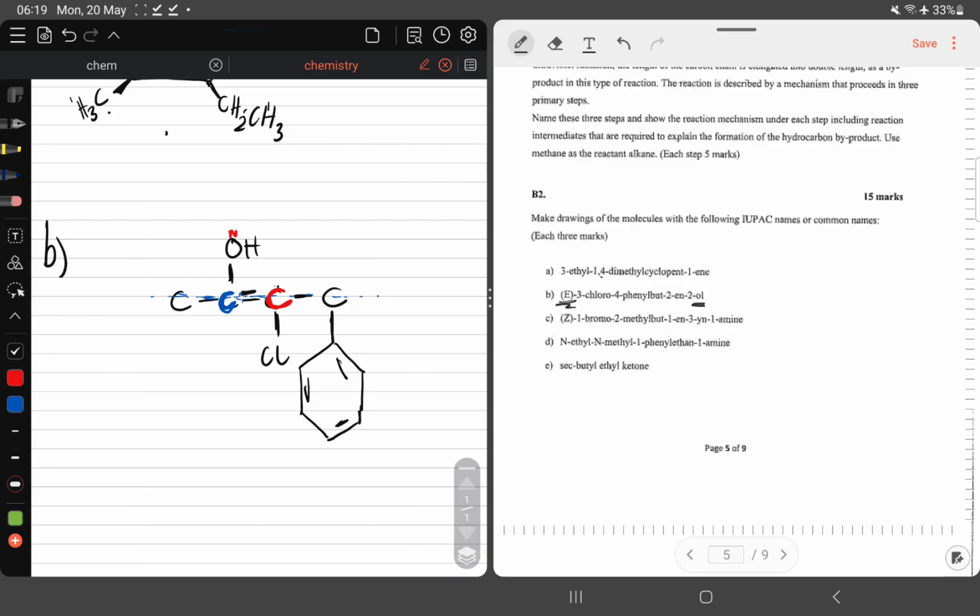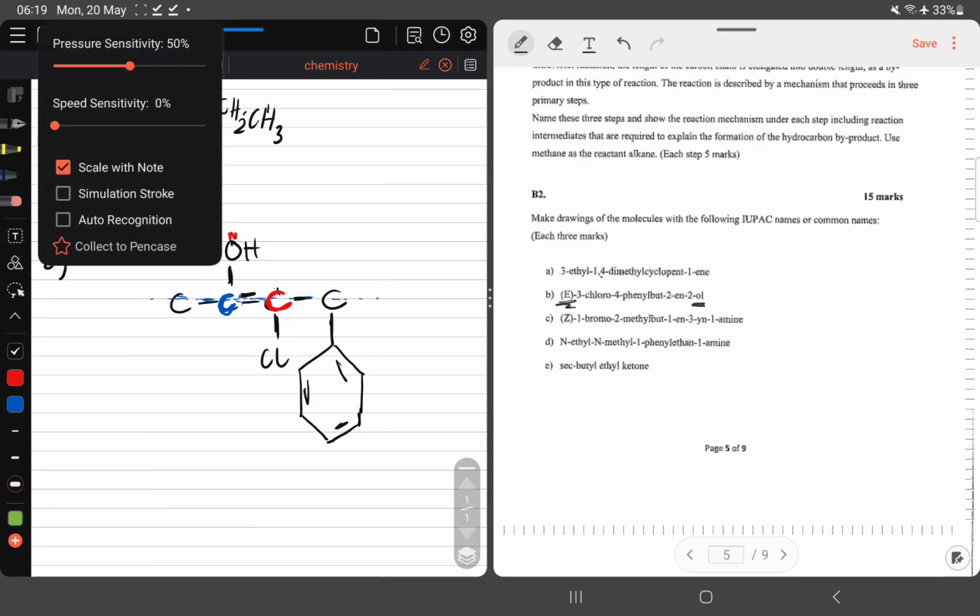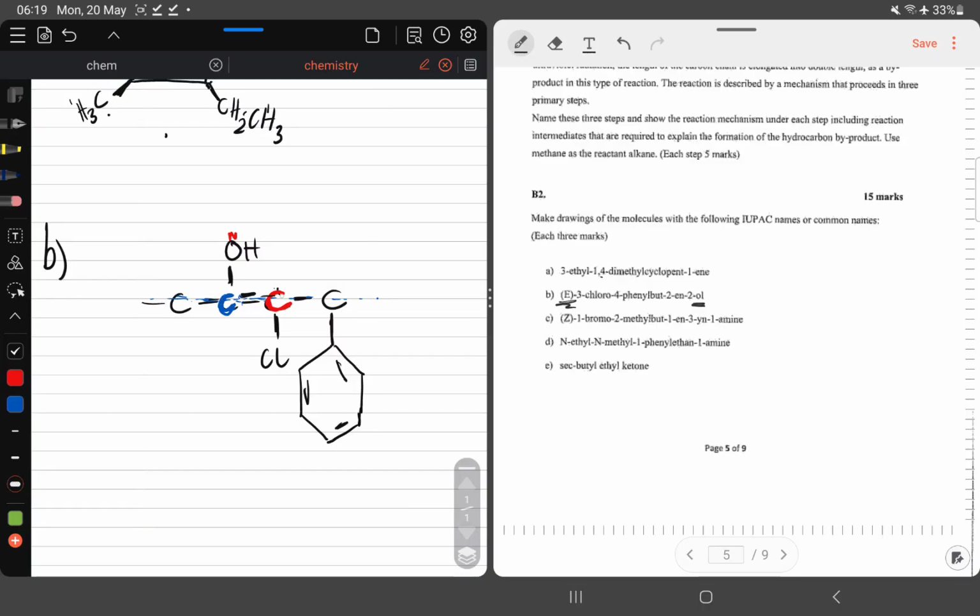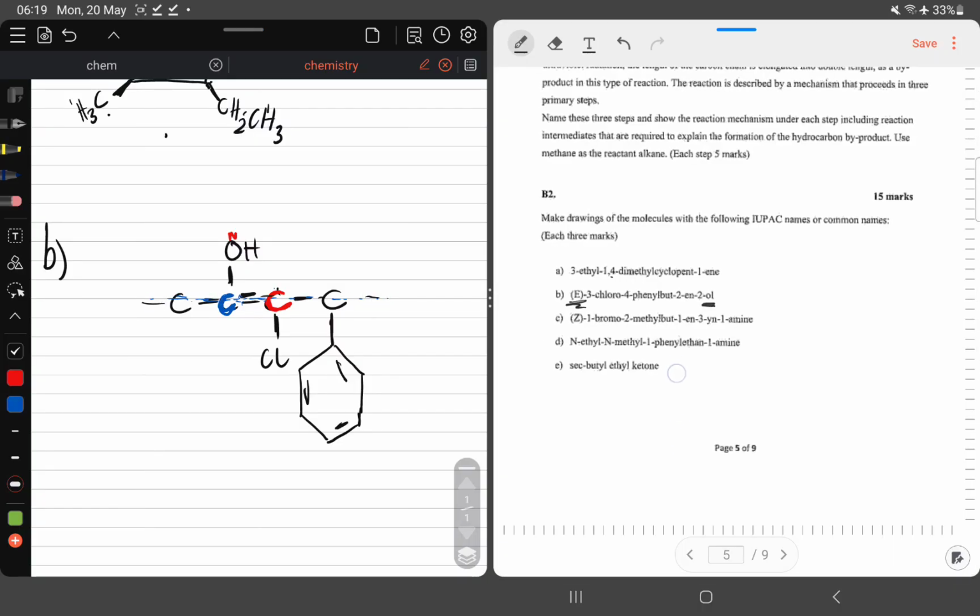This is going to be your structure. Okay, that's what it means. E just means they have to be on different sides of this dotted line here. All right, now we come to Z.